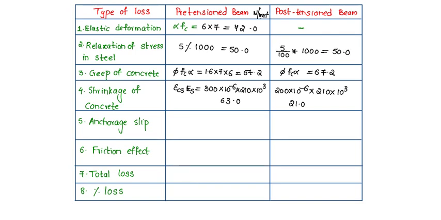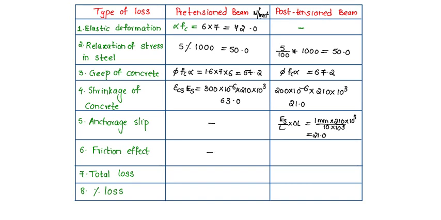Due to anchorage slip, there is no loss in pre-tensioning, whereas in post-tensioning, it will be equal to PL by AE, or that can be written as Young's modulus of steel by L into delta L, where delta L is given as 1 mm. Young's modulus of steel is 210 into 10 power 3 by L is given as 10 meters. So 10 into 10 power 3, which will be equal to 21 Newton per mm square.